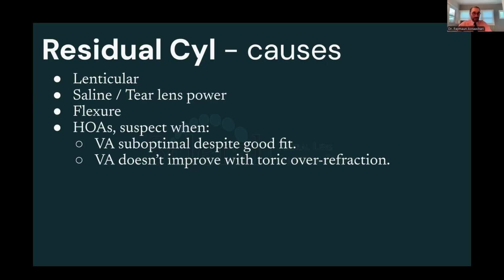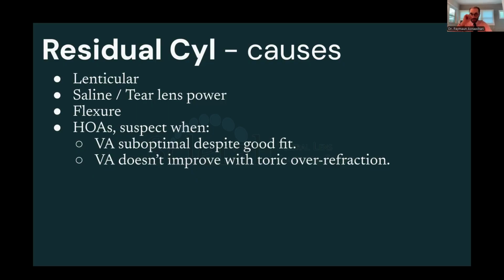And we really don't have a ton of control other than adjusting the central clearance, but we don't have a ton of control of adjusting that power. It could be due to flexure. It could also be higher order aberrations, and you could have some irregular astigmatism that's coming through the scleral lens when you add the lenticular component, the saline component, the corneal component, and the tear film component. So there's a lot of components that could create this higher order aberration.